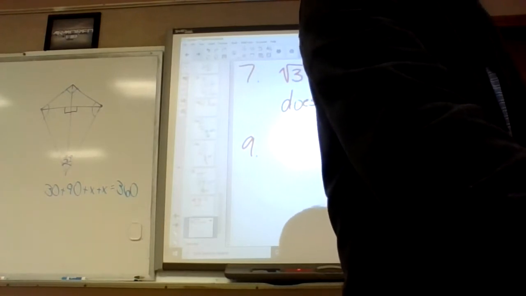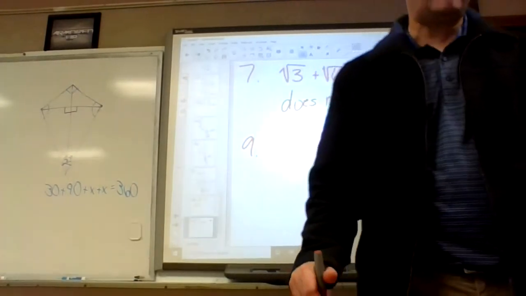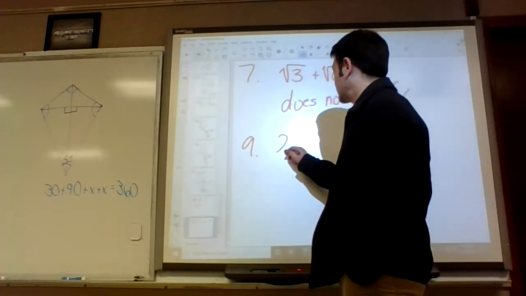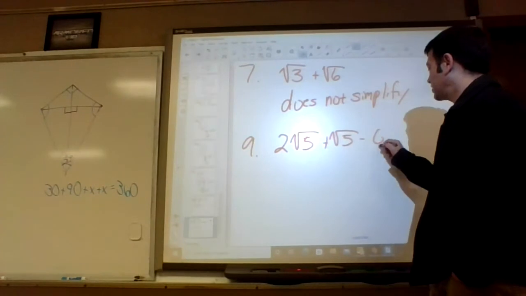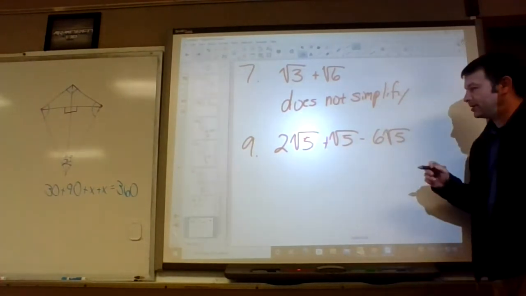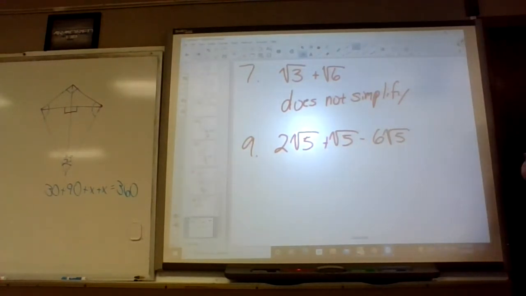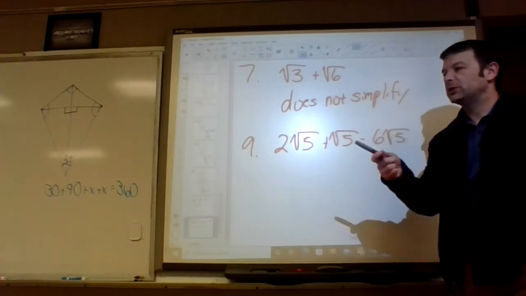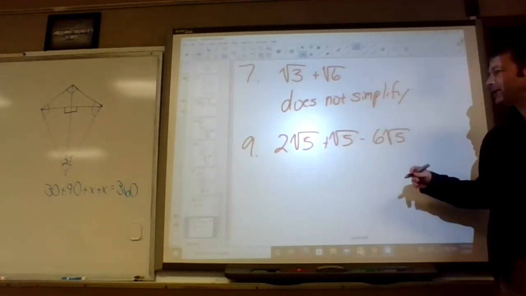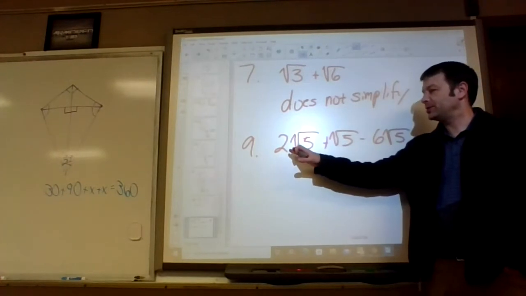You're right. Number 9, 2 square root of 5 plus square root of 5 minus 6 square root of 5. Okay, this is one of those problems. Yes, your calculator probably can do it. Most of your calculators. Actually, I don't think the TI-84s do. But the Casios mostly do. Anyway, it would be quicker to probably just do this by hand.